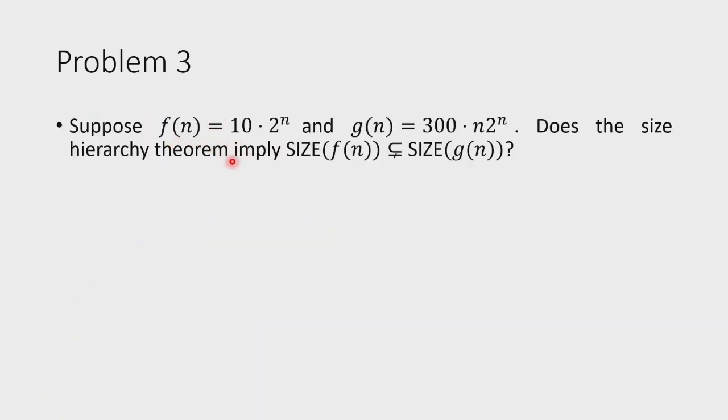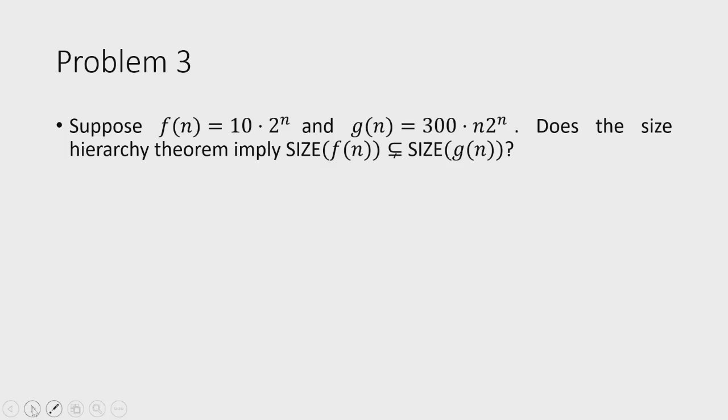So now the next couple of problems are just recall problems. Suppose f(n) is equal to 10 times 2^n, and g(n) is equal to 300 times n times 2^n. Does the size hierarchy theorem imply that SIZE(f(n)) is strictly contained in SIZE(g(n))? Would you like to guess?